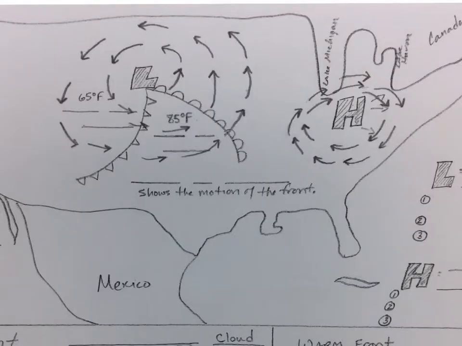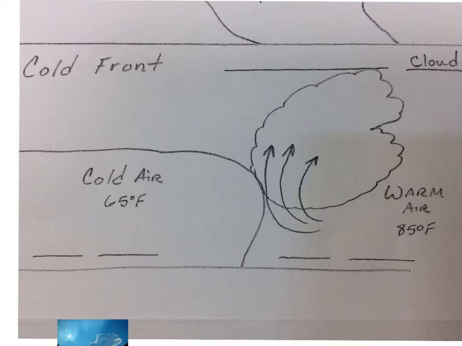So now we're going to talk about how fronts are associated with high and low pressure. We're going to first talk about cold fronts, and then we're going to talk about warm fronts. And we're going to talk about the kinds of clouds and the kinds of weather that come with them. So float down to the bottom left side of your paper. If we look at the side of cold air moving into warm air, this is a side view.